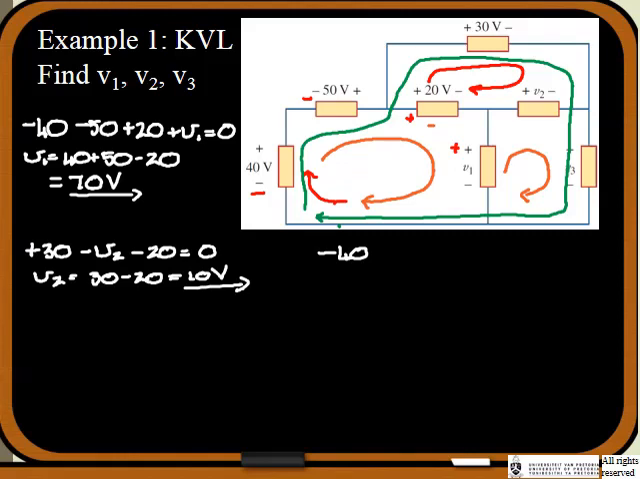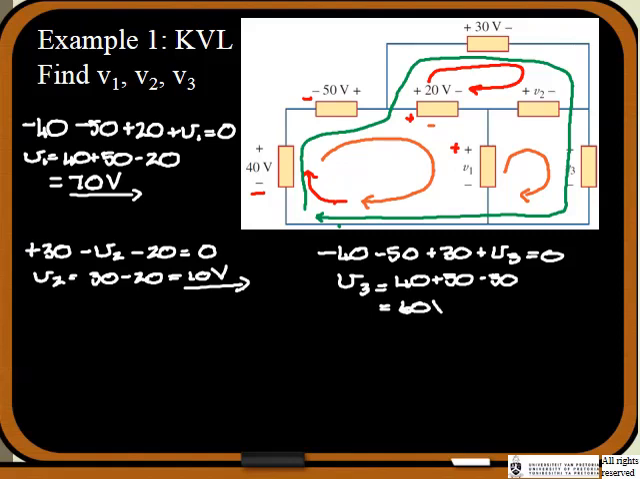Then the loop goes through the 50, but it enters the minus terminal, so it's minus 50. Then we're going through the plus 30. Then we go through plus V3. And that's all. So that needs to equal 0. So in this case, V3 must equal, all the rest goes to the other side, 40 plus 50 minus 30. So again, it's 90 minus 30, and we have 60 volts. All right, as an answer.